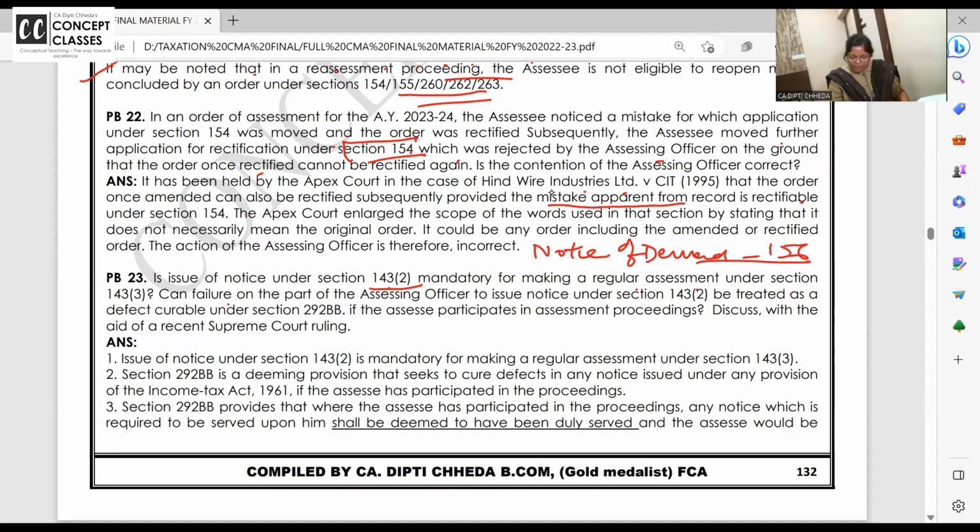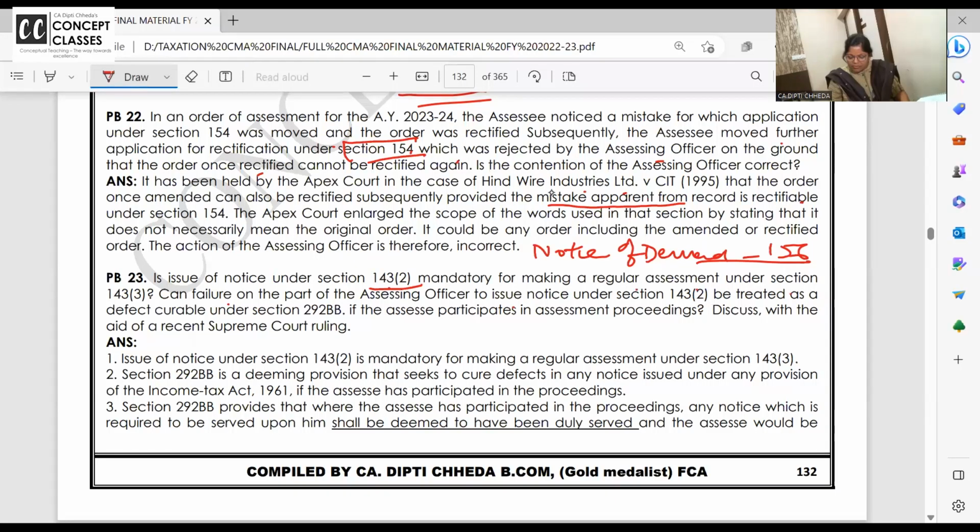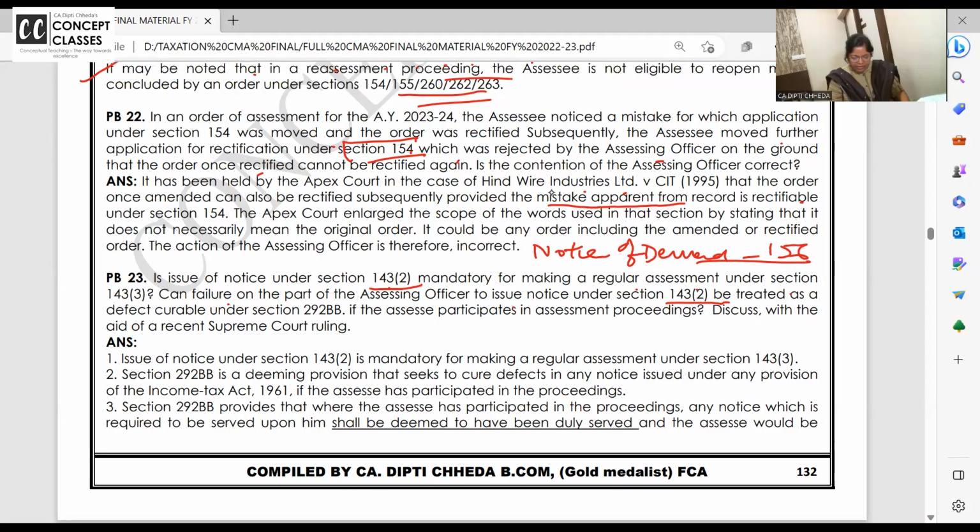Can failure on the part of AO to issue notice 143 be treated as a defect curable under 292B? What is in 292B? If notice was not given on time, given in the wrong name, given in the wrong manner, still the assessment is valid. But here it is saying failure on the part of the AO. The AO did not give the notice at all. Then can they directly do the assessment? Answer is no, not valid.